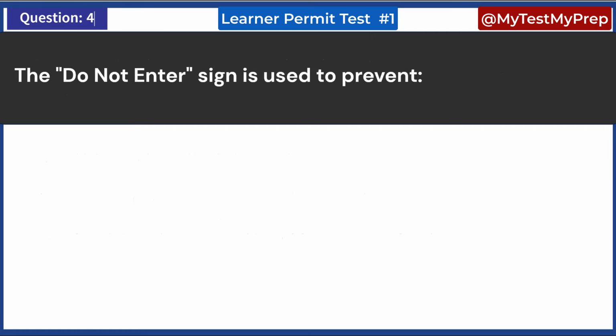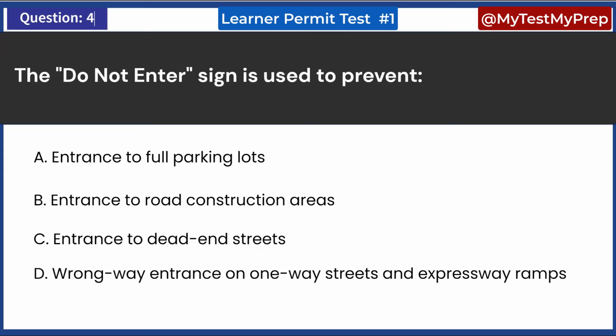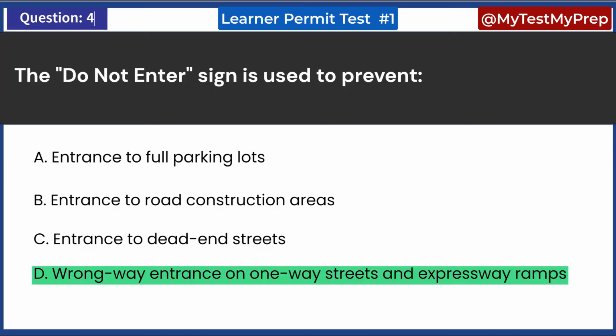The Do Not Enter sign is used to prevent A. Entrance to full parking lots. B. Entrance to road construction areas. C. Entrance to dead-end streets. D. Wrong-way entrance on one-way streets and expressway ramps. Answer: D. Wrong-way entrance on one-way streets and expressway ramps.